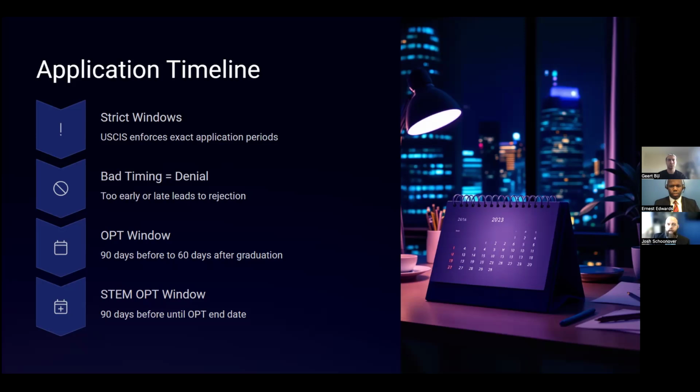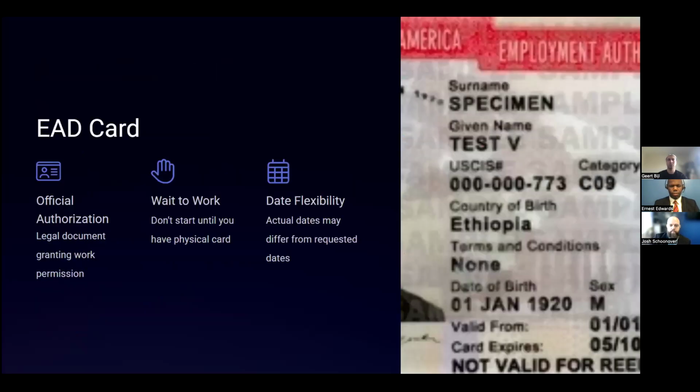But be aware of that. And then for the STEM OPT, it's even more tight because, again, you're only able to apply 90 days before, but you have to apply before the OPT ends. So you cannot go into the grace period. Once the OPT expires, they won't reopen it for STEM. So just be mindful of that.